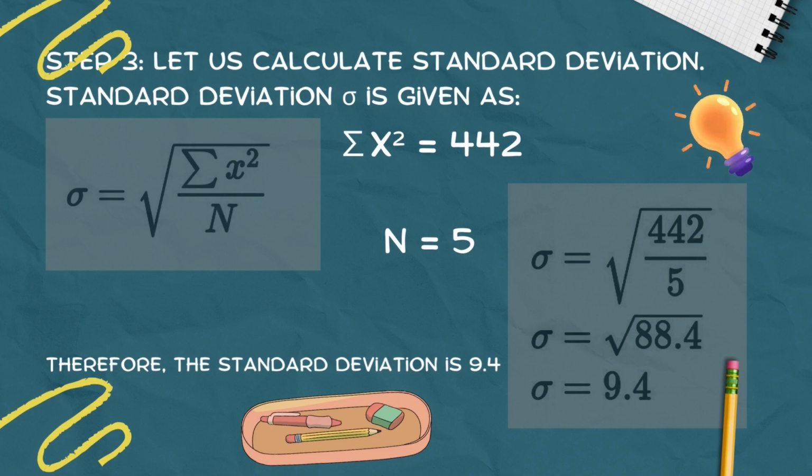Step 3. Let us calculate the standard deviation. Standard deviation sigma is equal to the square root of the summation of all x squared over n. We have calculated earlier that the summation of x squared is equal to 442 and n is equal to 5. Therefore, standard deviation is equal to the square root of 442 over 5. If we solve it, the answer is the square root of 88.4. Then the square root of 88.4 is 9.4. Therefore, our standard deviation is 9.4.